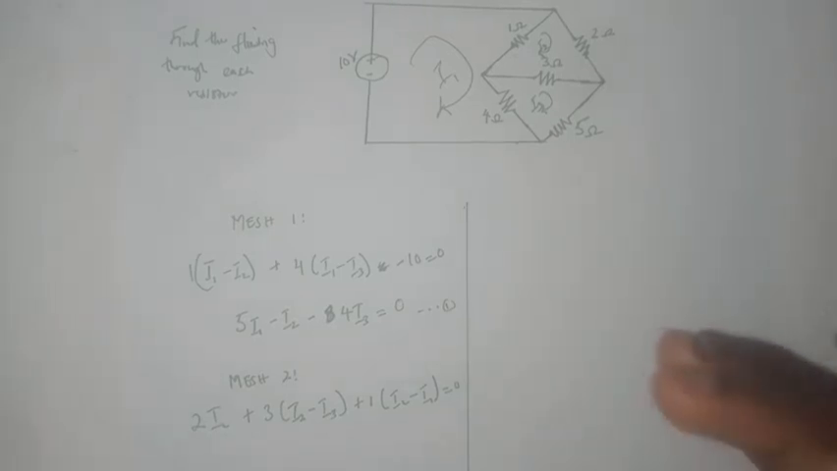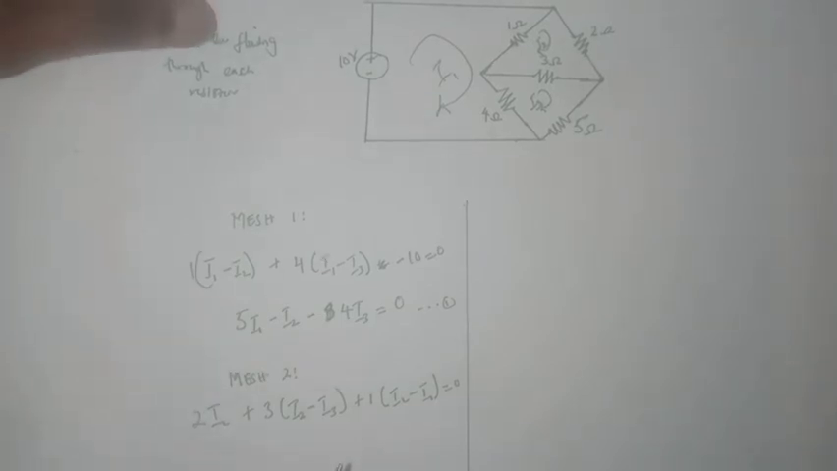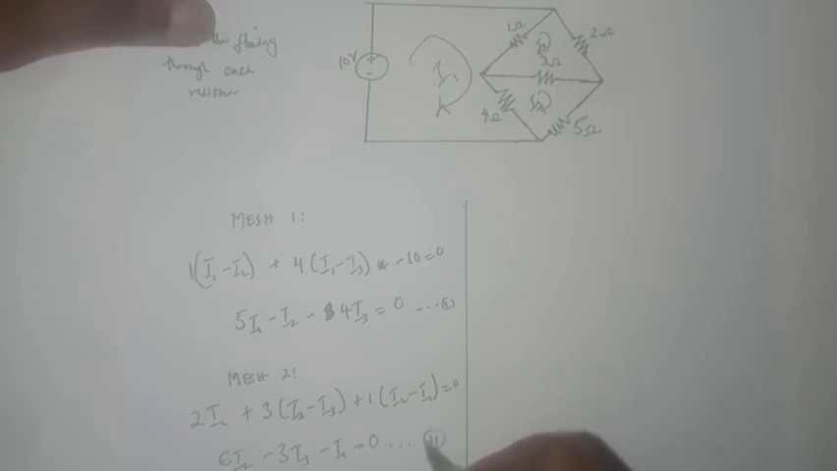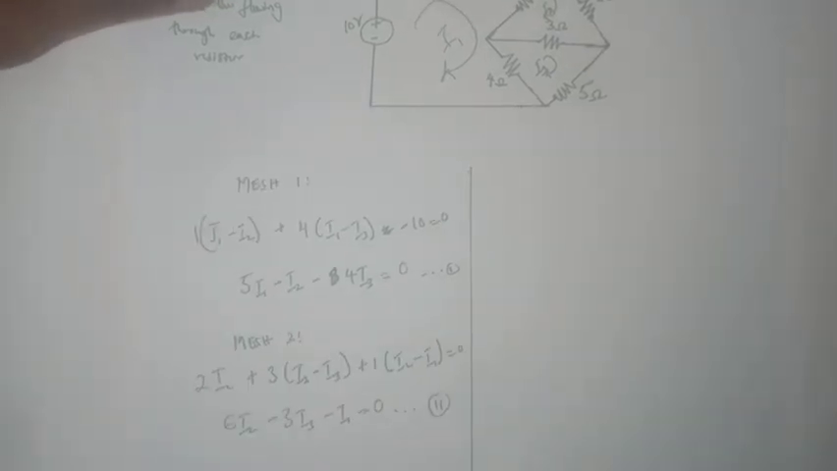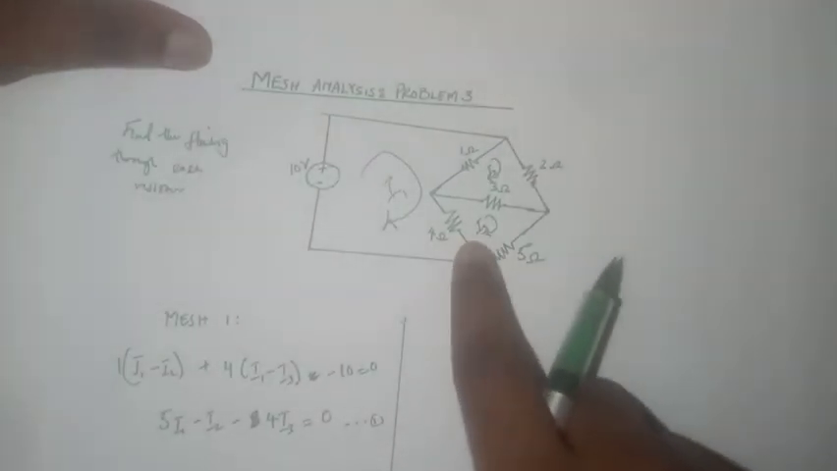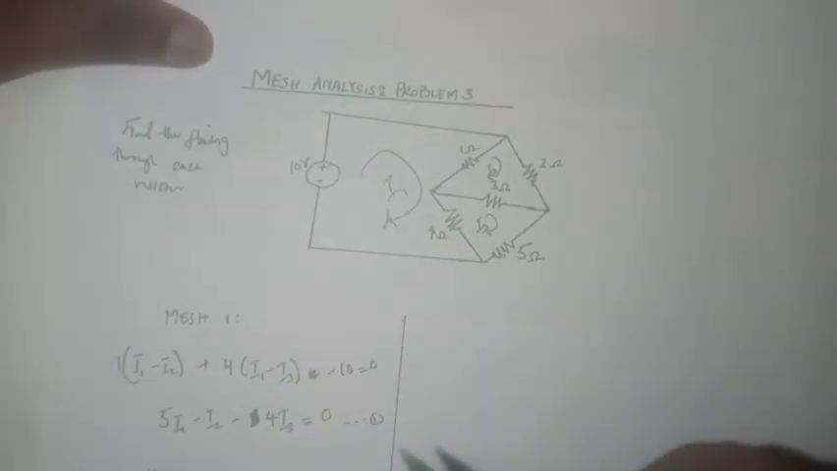We can simplify this further, and we would have 2 plus 3 plus 1, that would be 6I2, minus 3I3, minus I1 equals 0. Then we can call this our second equation. Then we can proceed to mesh 3 and write another KVL equation there.